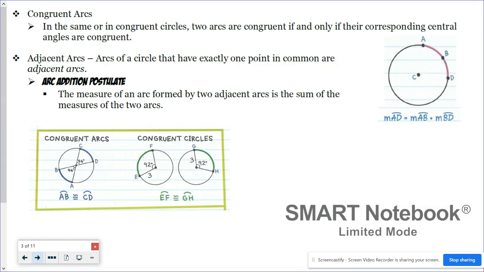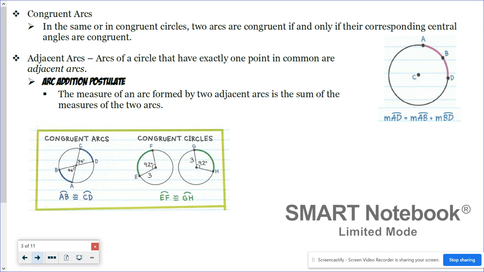In the same circle or in congruent circles, two arcs are congruent if and only if their corresponding central angles are congruent, so that kind of makes sense. Adjacent arcs. Like last semester, we worked with adjacent segments. Now we're just working with adjacent arcs. They're essentially the same thing. They're just arcs and not segments.